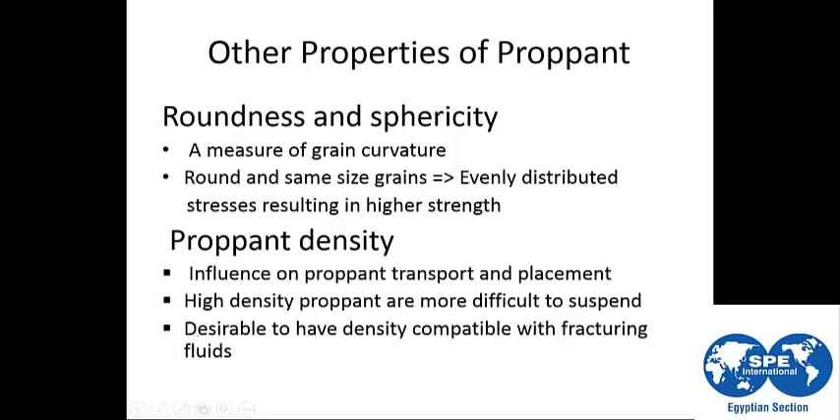Okay, this is what we were explaining on this point. The high density proppant is more difficult to suspend inside the frac fluid. So you should select your proppant density to be suitable for the cross-linked gel that you are going to use.